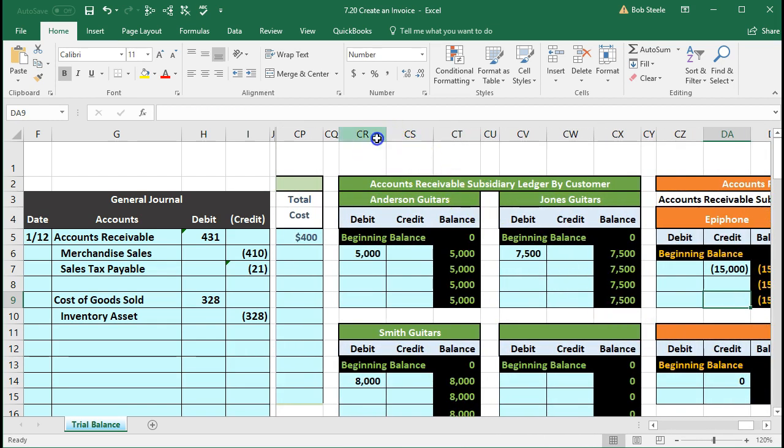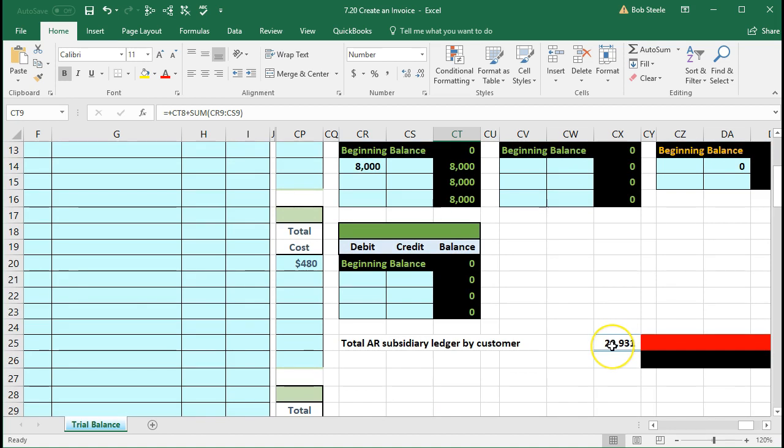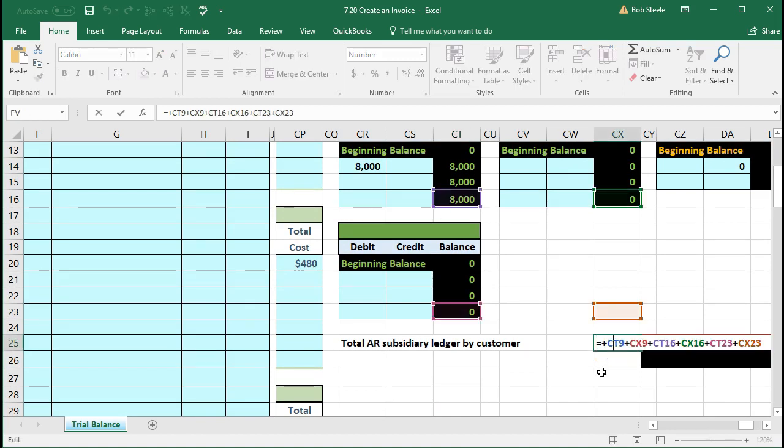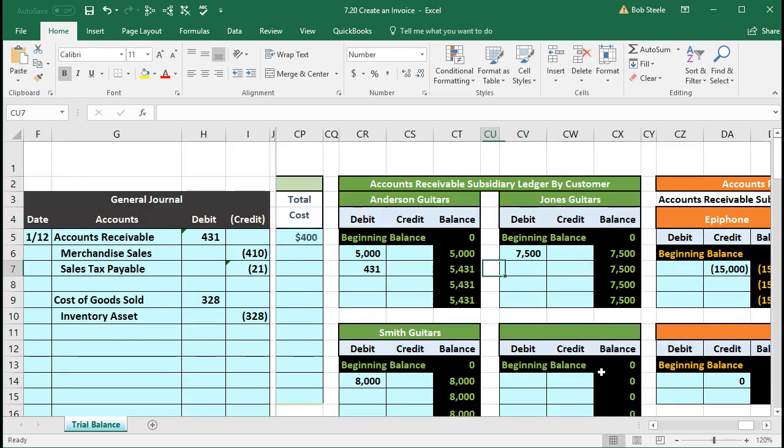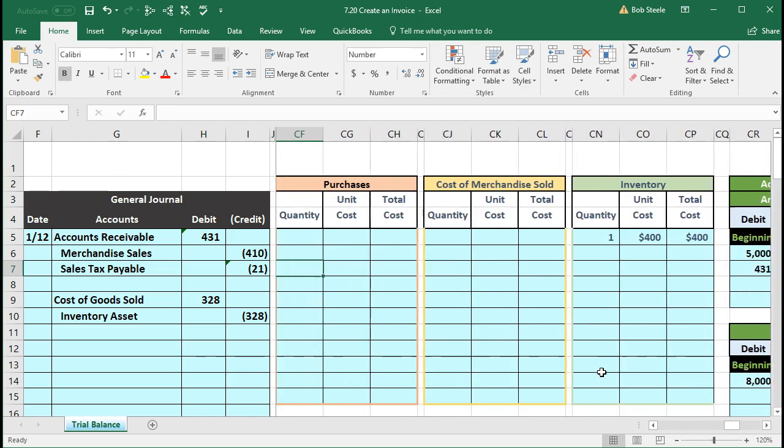It's way over here in column CR, and we're going to say that Anderson is the one that is purchasing this guitar. So Anderson already owes us $5,000. Now we're in essence just going to increase that same amount. So I'm going to say equals and just post the same amount as we did to the general ledger to the subsidiary ledger. And then it shows that Anderson now owes us $5,431. The total of all the receivables from all the customers is this, $20,931.